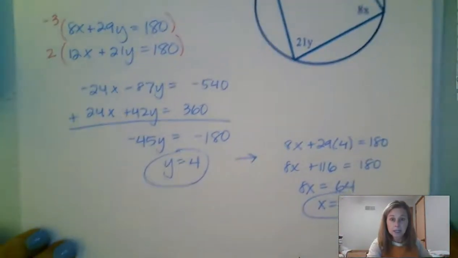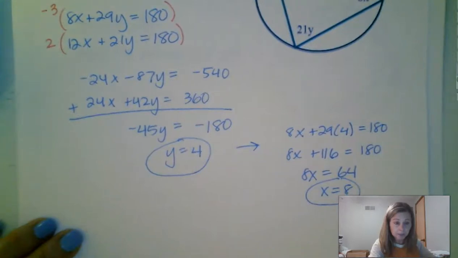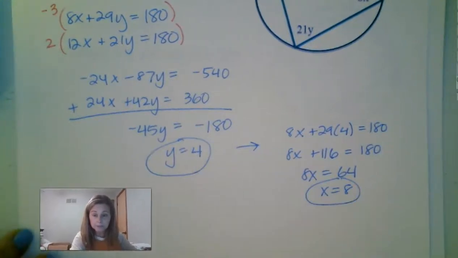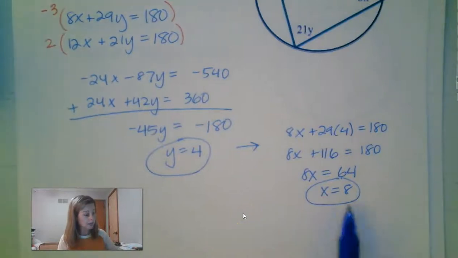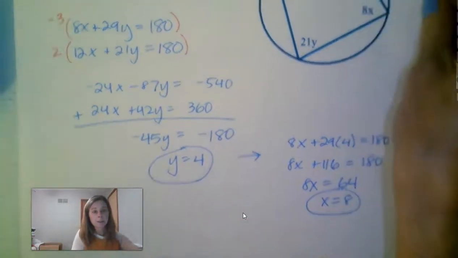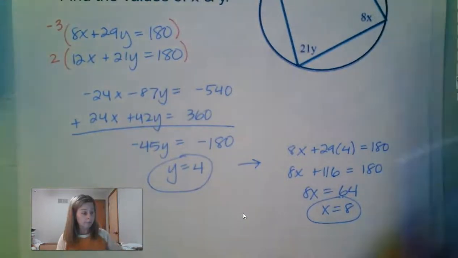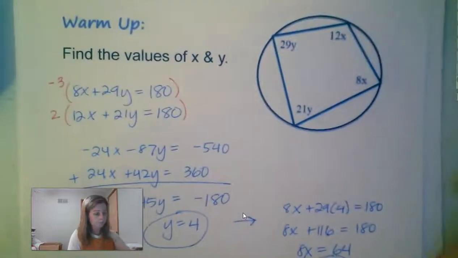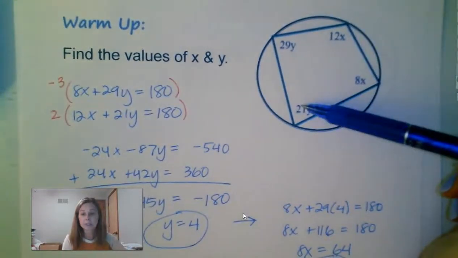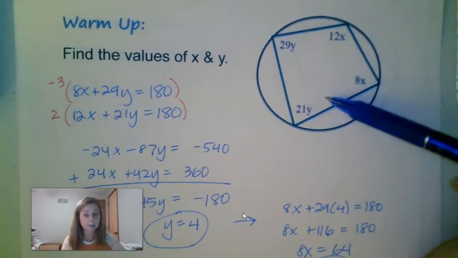Okay, I have here, first of all, let me move this out of the way over here. So first of all, the answers are 8 for x and 4 for y. Now, the one thing that tends to be tricky is that our opposite angles are not congruent. So in parallelograms, they are, but this is not a parallelogram. This is just a quadrilateral.